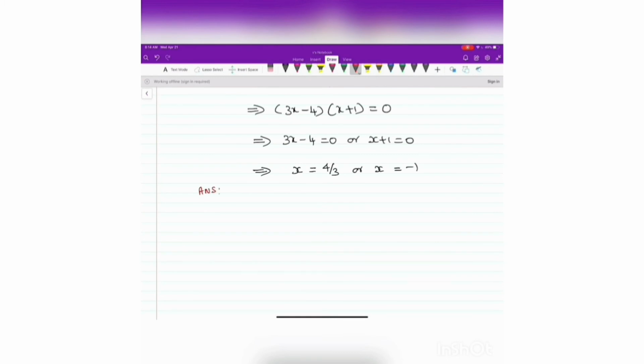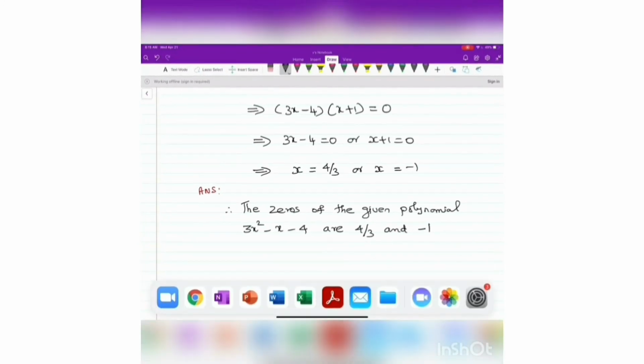Answer. Therefore, the zeros of the given polynomial 3x square minus x minus 4 are 4 by 3 and minus 1. Okay.